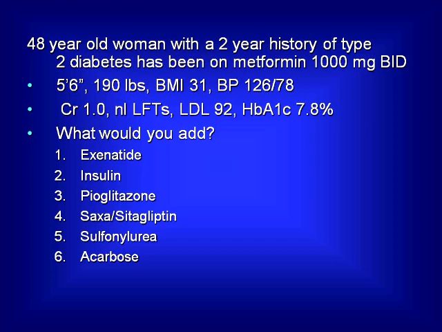I'm not sure. Yep. So if you just take acarbose out, so you've got the top 5, what are you going to add? Okay, here's what we got. A third of you said exenatide and sulfonylurea, it looks like, and the rest were kind of scattered with smaller numbers in between. This is kind of a fun question, because there's no clearly right or wrong answer.